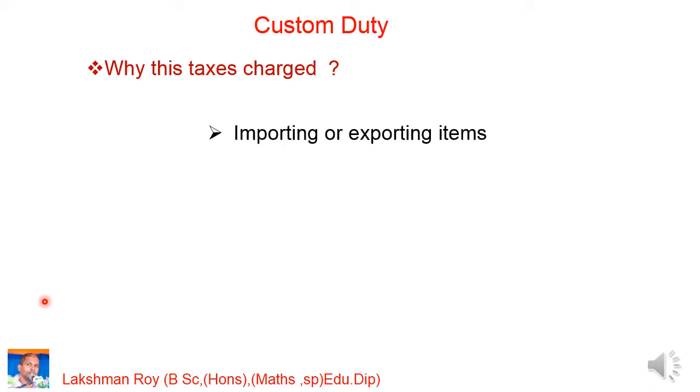The answer is, when an item, a good, is imported or exported, you know what importing and exporting are, the government takes an amount of money. That amount is called custom duty. So why is this tax charged? When an item is imported or exported, you have to pay tax. That is custom duty.